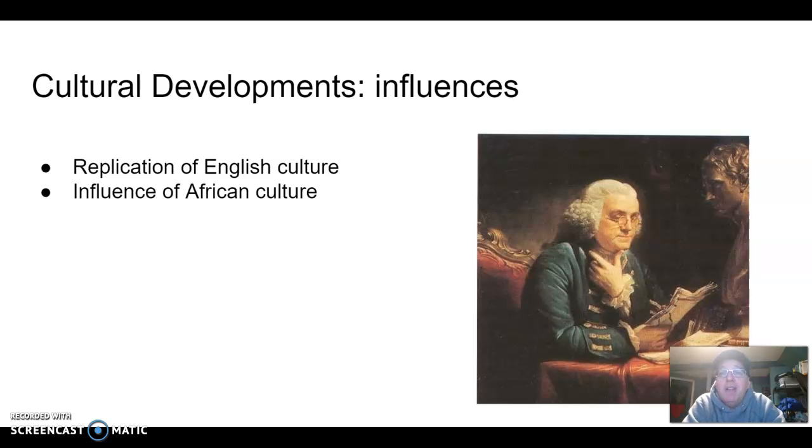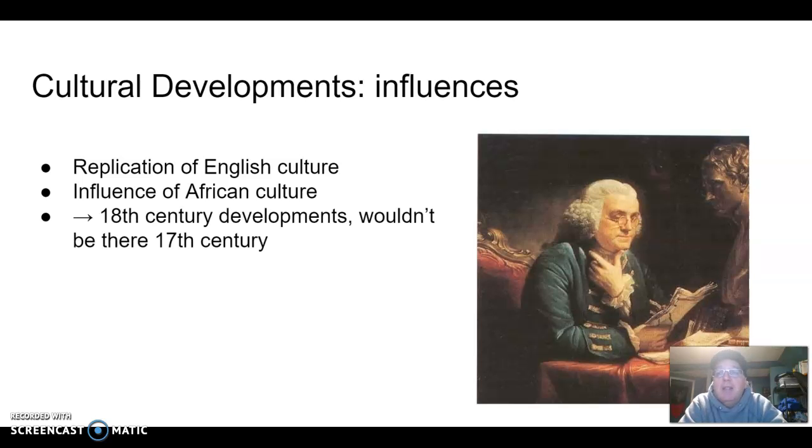At the same time, American culture is also influenced by African culture. A lot of the food that becomes quote-unquote American, a lot of Southern cooking is African origin. A lot of things in language or musical practices have African origins. So really what you get here is, well, first of all, these two things are 18th century developments. You wouldn't see this in the 17th century.